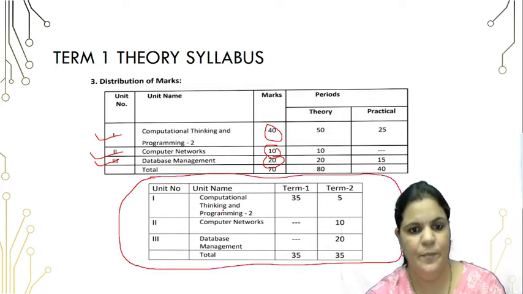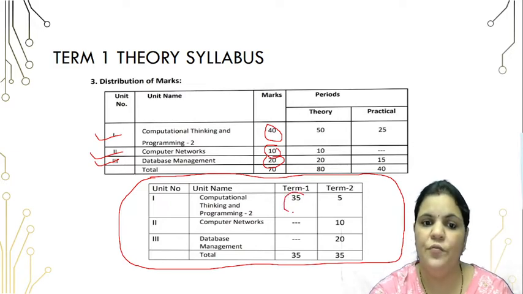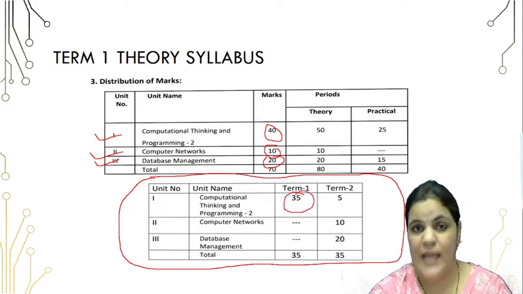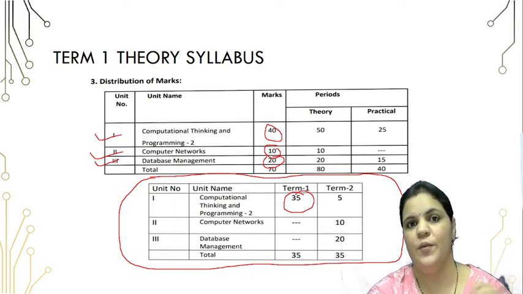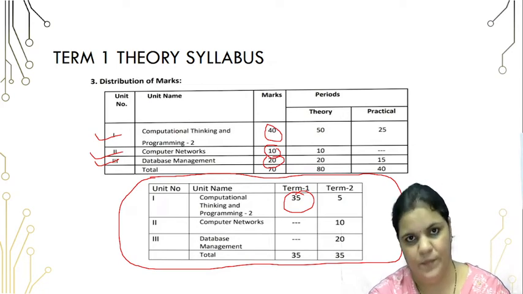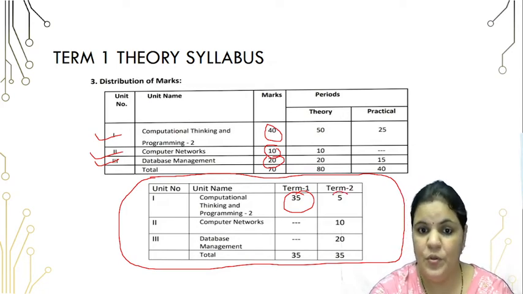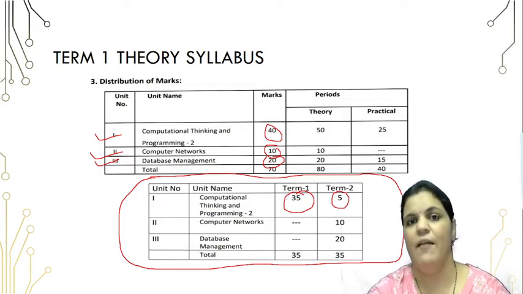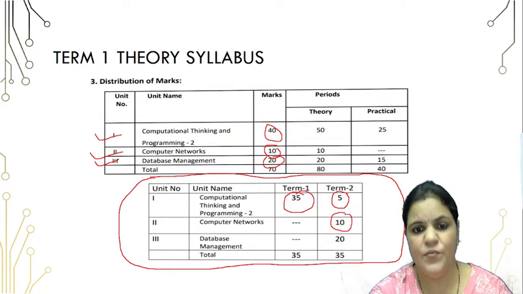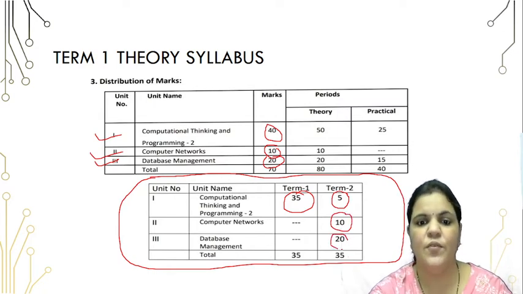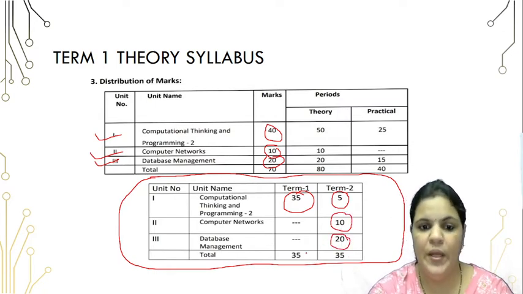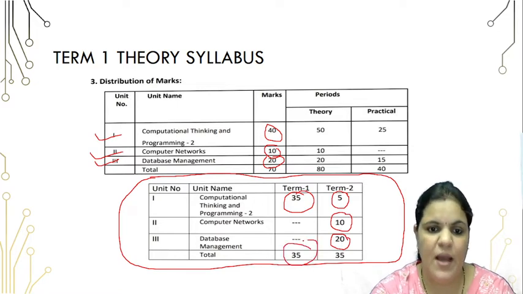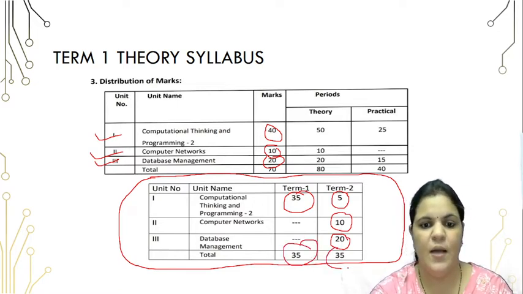here you can see. Term 1 comprises the first unit part only. That means in the term 1 examination, you will have your paper only and only from unit 1, that is Python programming. In term 2, you also have Python programming for 5 marks only, and 10 marks for computer networks and 20 marks for database management system. So here you can see 35 marks for term 1 and 35 marks for term 2.